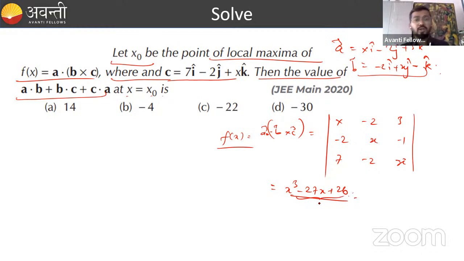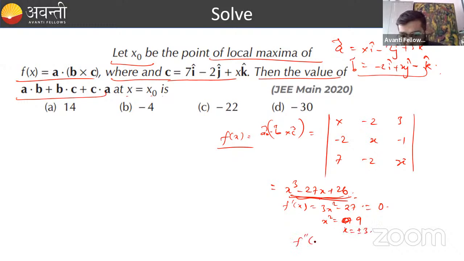Now x naught is the point of local maxima. So first of all, to find the local maxima, we will differentiate. f dash x will come out to be 3x square minus 27. We will equate to 0. So x square comes out to be 9, x comes out to be plus minus 3.